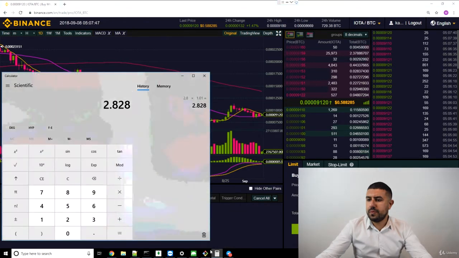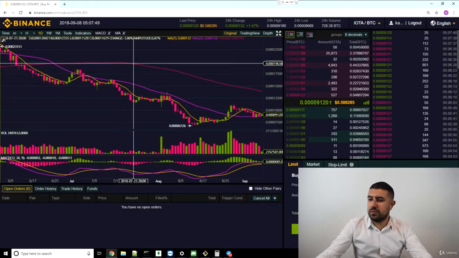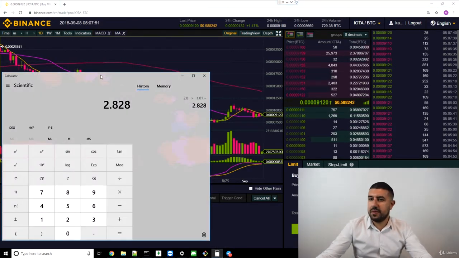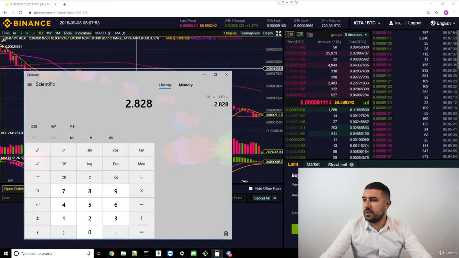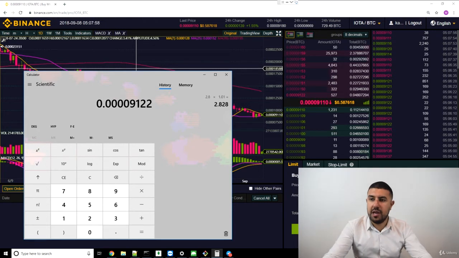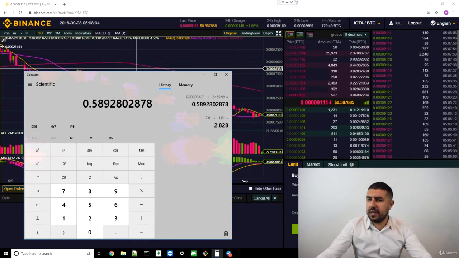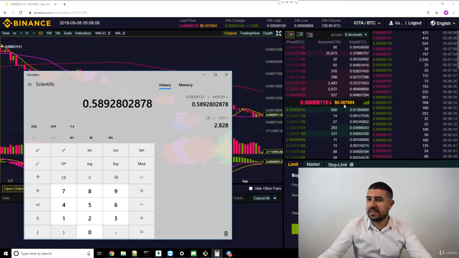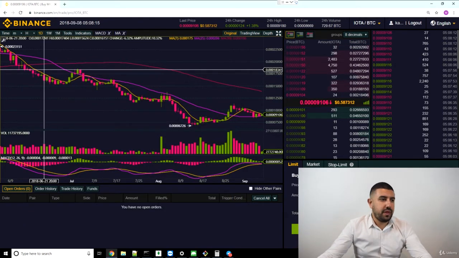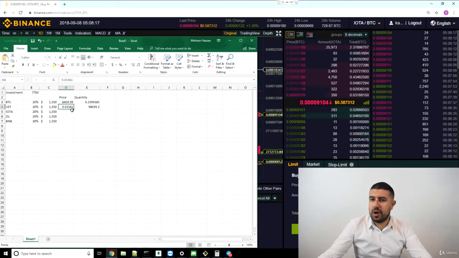So if it would cost me 0.00009122 Bitcoins to buy one IOTA, well, the price of Bitcoin, like we just said, was 6,459.99. Well, in US dollars, that would be 58 cents, right? And that's what I would get. So it gives me that. Maybe the price of Bitcoin just changed or something, but it gives you the same thing.